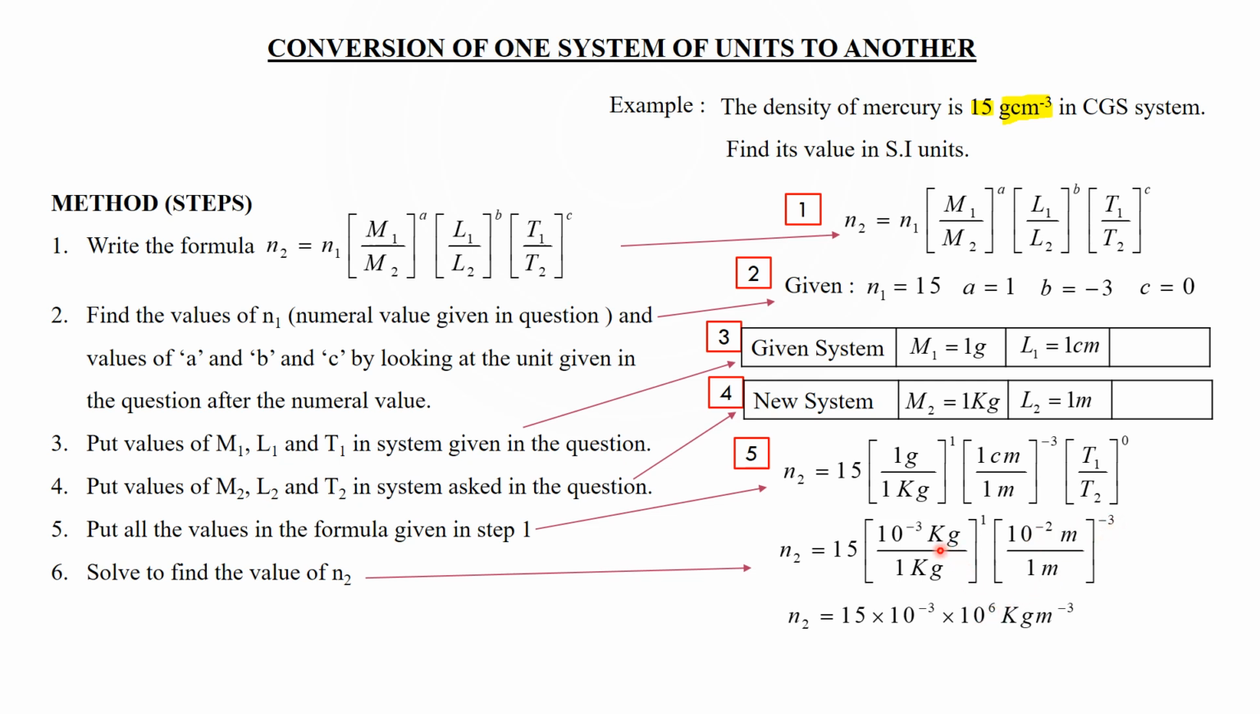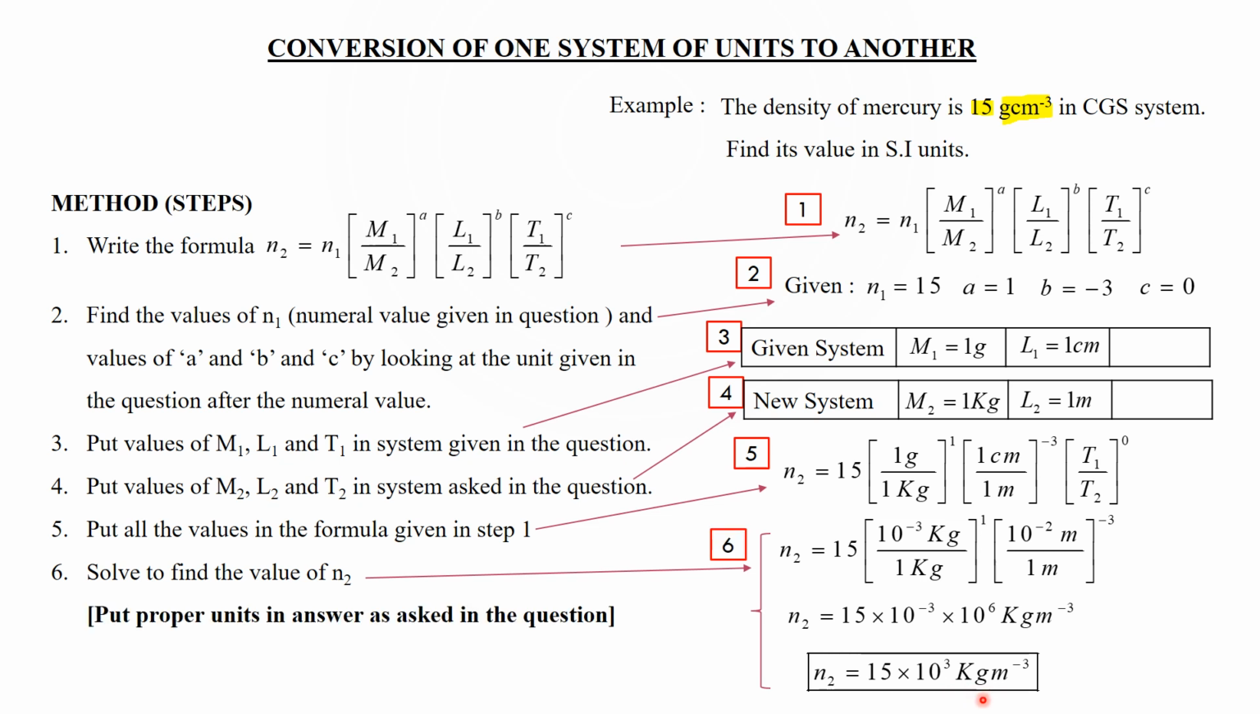Then we wrote the units kg and it is m to the power of minus 3. Okay, on solving, 15 and base is same, so 10 to the power of minus 3 plus 6, that is 10 to the power of 3 kg per meter cube. Okay, so step 6 done. Now this is important, children. Put proper units in the answer as asked in the question.